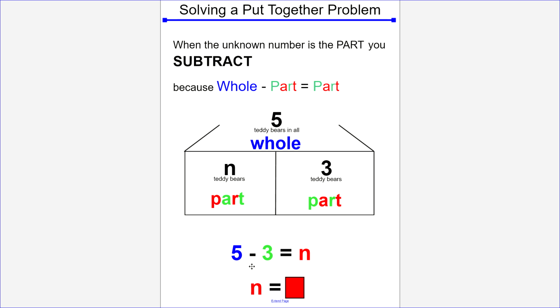To solve this problem, we would subtract. The whole, 5, minus 3, the part we know, equals n. Think in your brain, what is 5 minus 3? That's right, 5 minus 3 is 2, so n equals 2. 2 teddy bears is the unknown part.